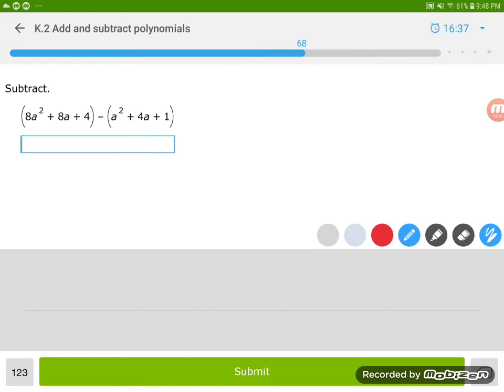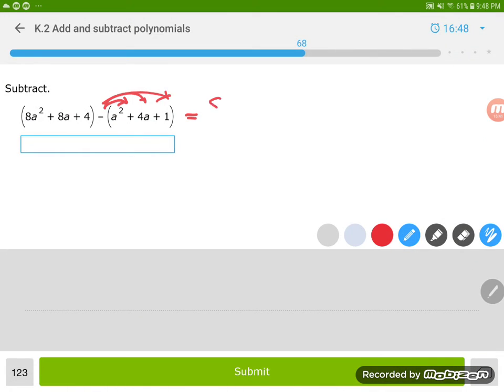Alright, so we have a negative here. Let's go ahead and distribute that. So that will give me an 8a squared plus 8a plus 4. And now remember my negative. This will be a minus a squared minus 4a minus 1.